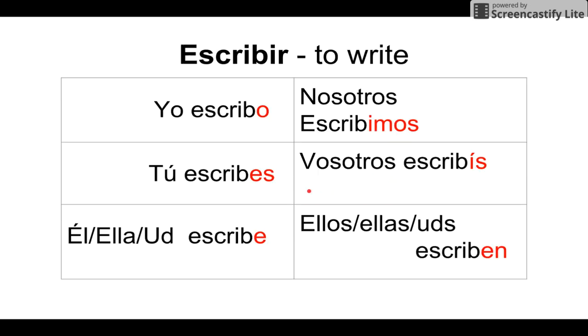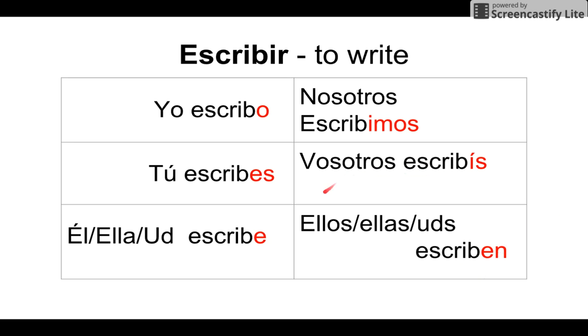An example here for you, we have escribir, to write. If I wanted to say I write, I would chop off my IR and add an O onto the end. Yo escribo rather than escribir. I write. Tú escribes, you write. Él, ella, usted escribe. He, she, you write. Nosotros escribimos, we write. Vosotros escribís, y'all write. Ellos, ellas escriben, they write, or ustedes escriben, you all write.